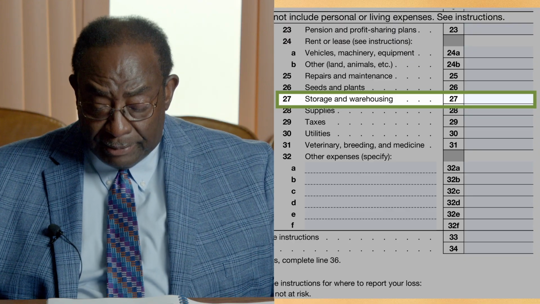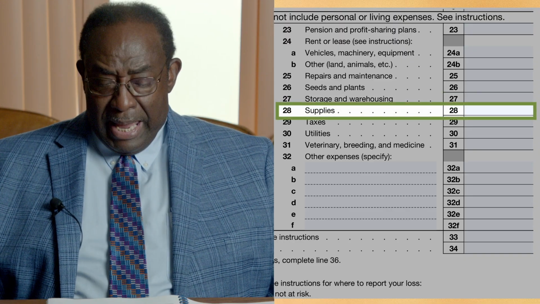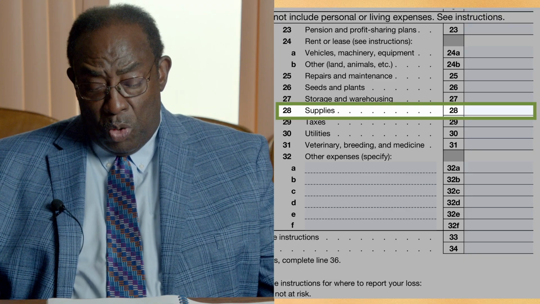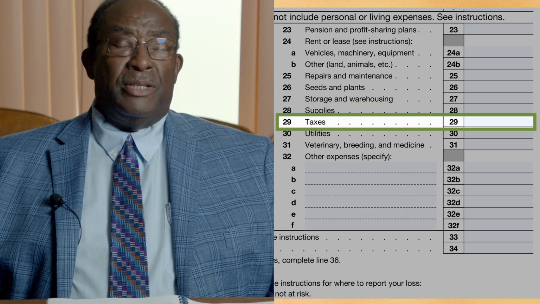On line 27. Line 28 is other supplies you might need: hand sanitizer, masks, gloves, those kinds of things go on line 28, all right? And then finally 29 is real estate taxes.